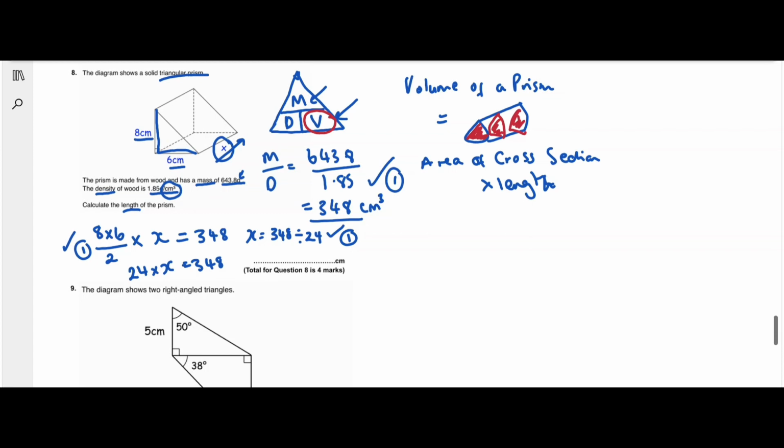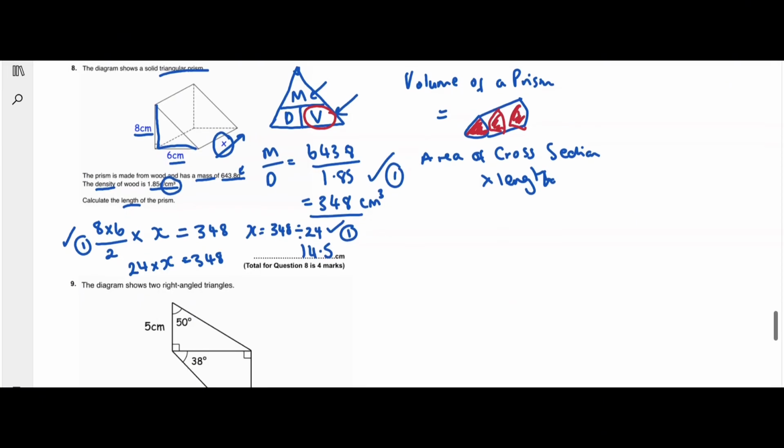And then your final answer for 4 marks is 14.5 centimetres. You would get all 4 marks if you had just put your answer, but I would definitely recommend showing your working out, because lots of opportunities to make mistakes there, and you can get lots of the marks for the working even if the answer is incorrect. So 14.5 is the correct answer for 4 marks.